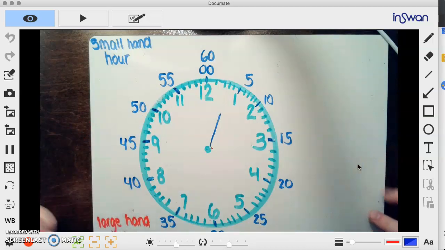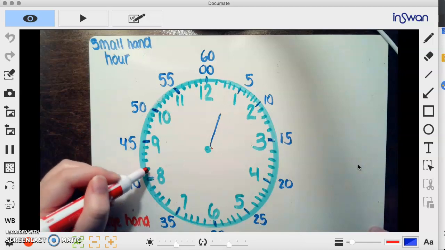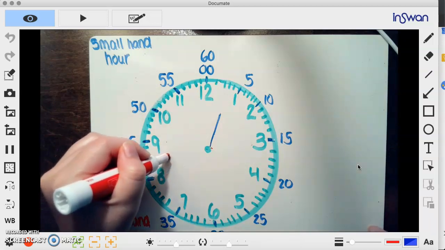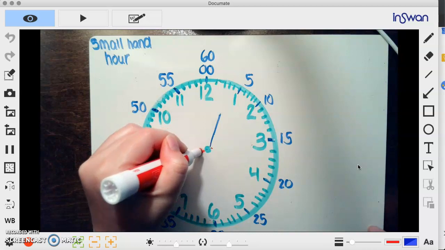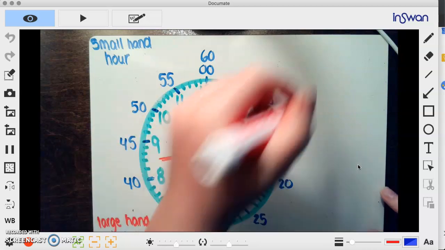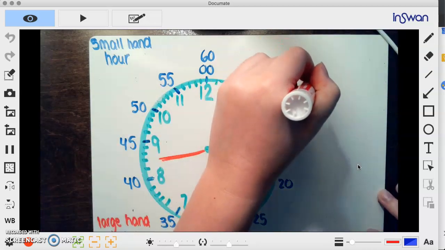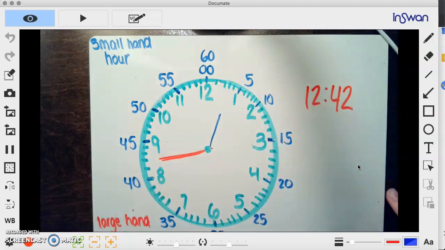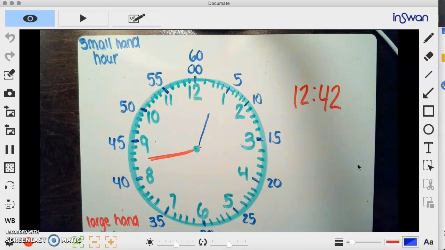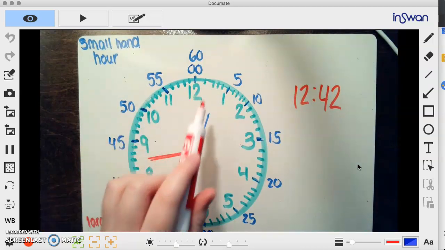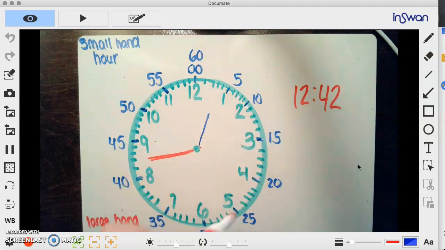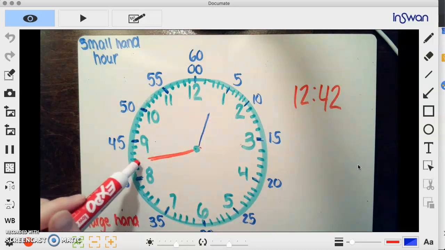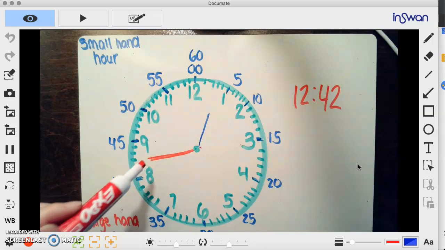And my minute hand is at 41, 42. It's going right to here. So this is showing me 12:42, which, like the problem says, is 42 minutes after 12. If I start at 12 and I count the minute hand, I'm going to get to 42 right here.